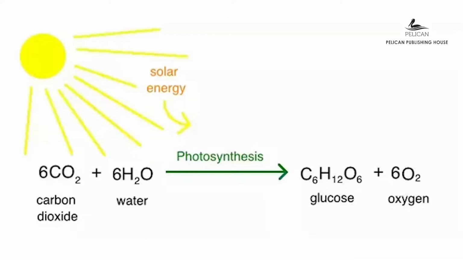Here is a tidbit. Plants need 6 molecules of carbon dioxide and 6 molecules of water to make 1 molecule of glucose during photosynthesis. Now, what is required for photosynthesis? Here are some things required for photosynthesis.